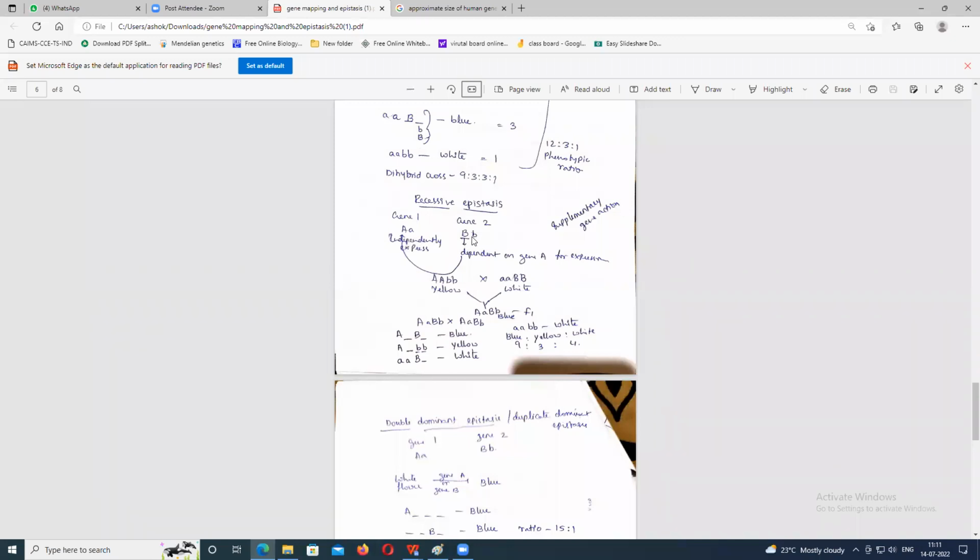Okay na? B express avali ante A kavali daniki. A presence kavali. The expression of B is dependent on gene A.